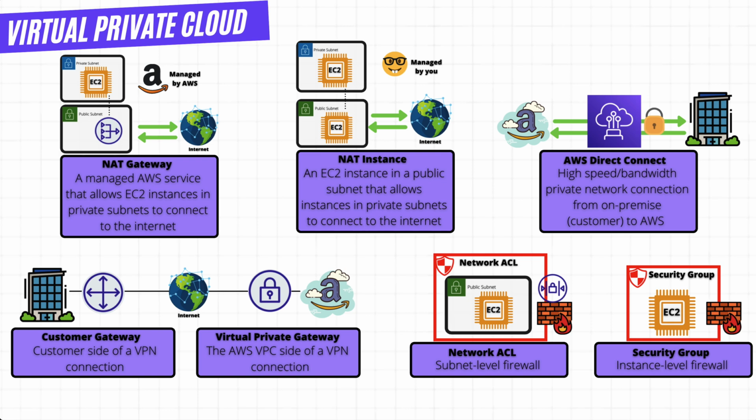Now, we can also connect to our AWS cloud using a VPN. When we use a VPN, we need to have a customer gateway on-premise, and we also need to have a virtual private gateway on the VPC side on AWS. For security, we have NACLs, or Network Access Control Lists, which are rules that control network activity at the subnet level, so these are considered subnet firewalls. If we want to get more granular, we can go to security groups. We have used these before in previous labs, but these work at the instance level, so they are considered instance level firewalls.